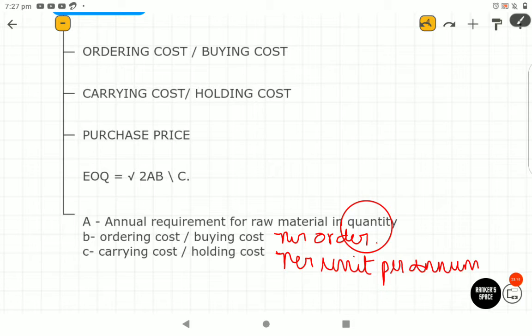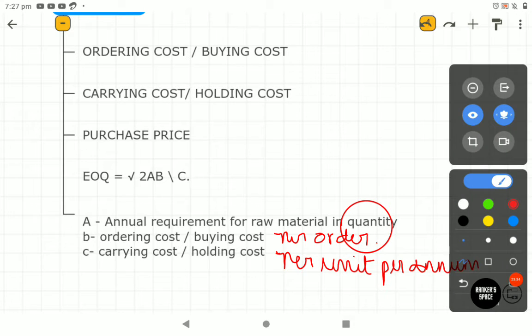Then C is what? Carrying cost or holding cost. Fridge, I told no fridge. Carrying cost or holding cost, so per unit per annum. Per apple per annum, 10,000 apples, remember that. So per unit per annum you should take, and for ordering cost or buying cost you should take it on a per order basis. Okay, clear about this?